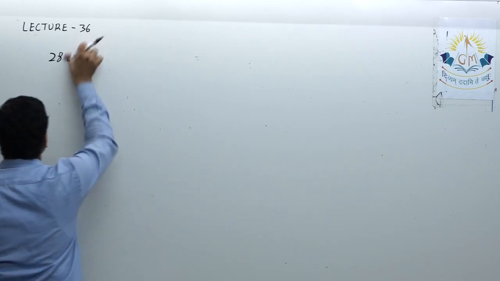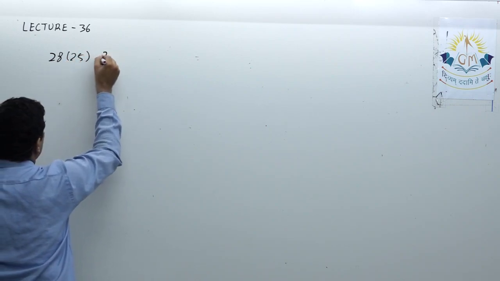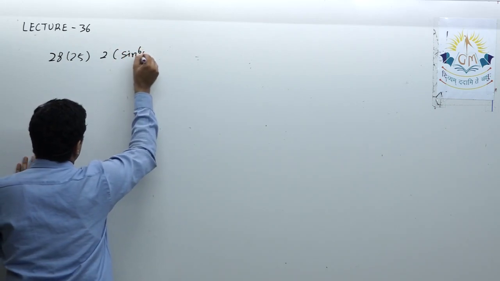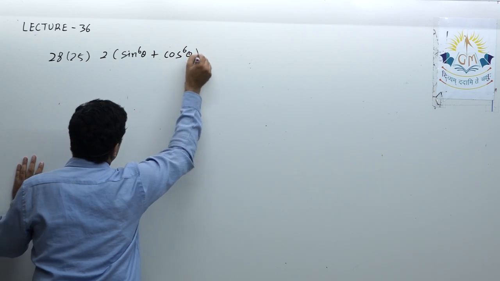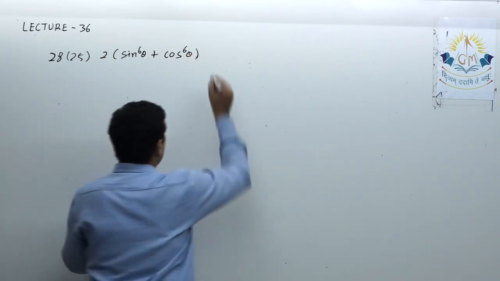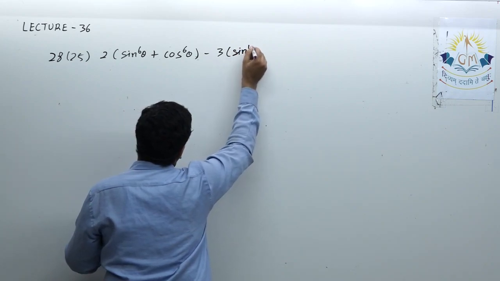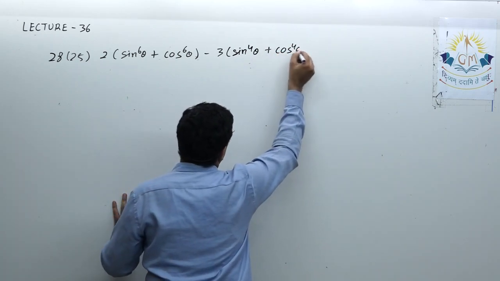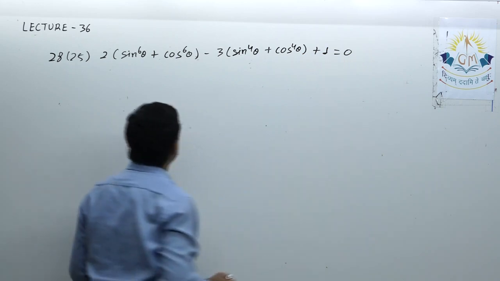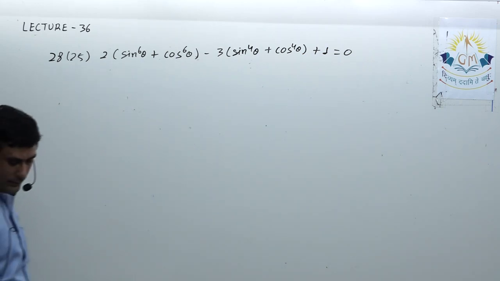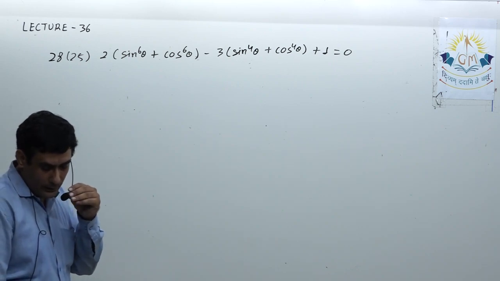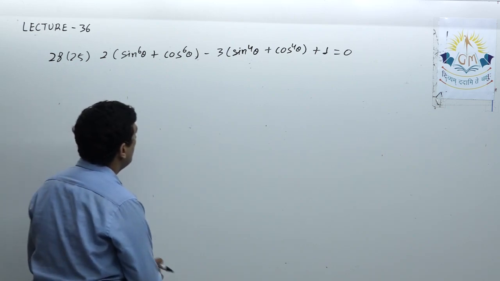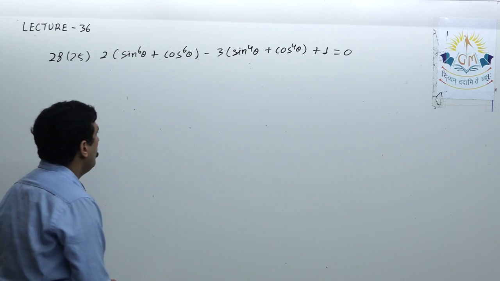Question number 25 is 2 times (sine raised to 6 theta plus cos raised to 6 theta) minus 3 times (sine raised to 4 theta plus cos raised to 4 theta) plus 1 is equal to 0.